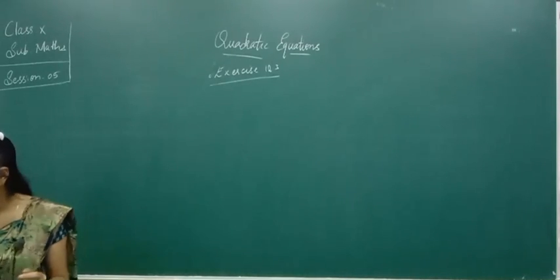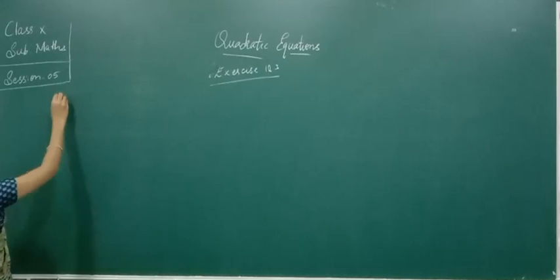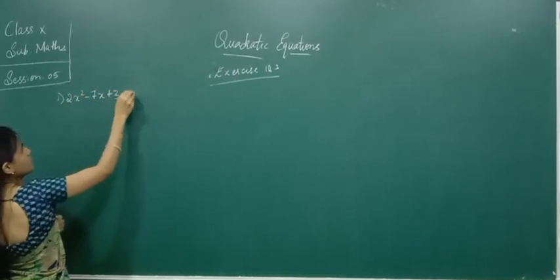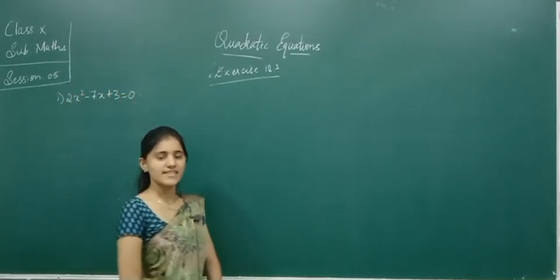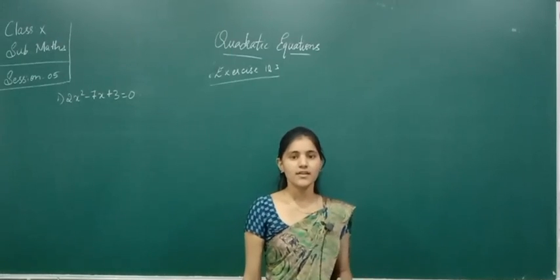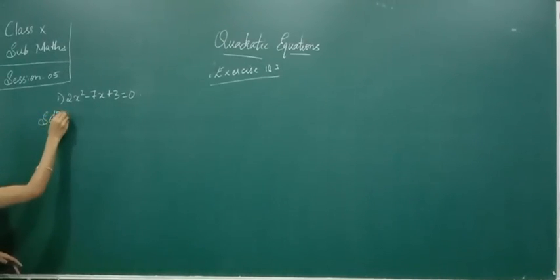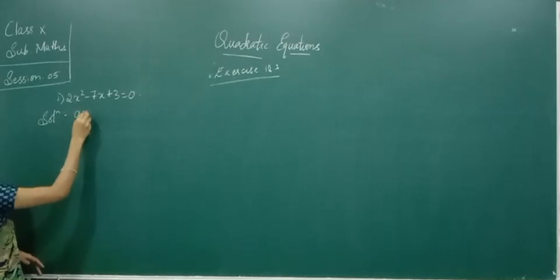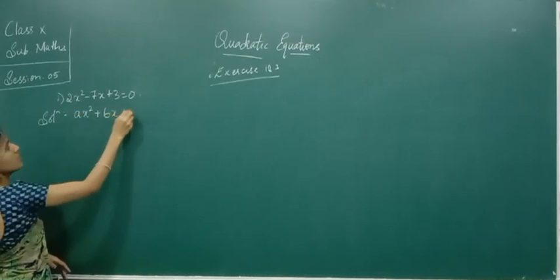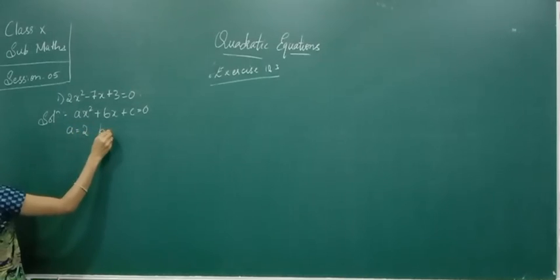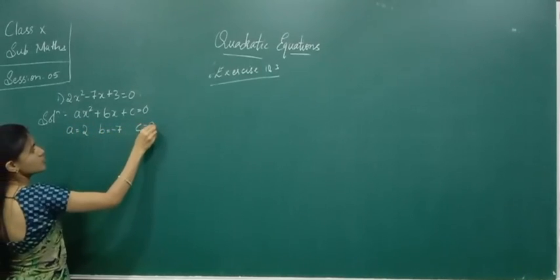What is that? 2x square minus 7x plus 3 is equals to 0. We are supposed to find its solutions by quadratic formula. Okay. That is, compare this equation with a standard form, which is ax square plus bx plus c is equals to 0. Here we will get the values of a, b and c. What is the value of a here? The value of a here is 2. B is going to be minus 7 and C is equals to 3.